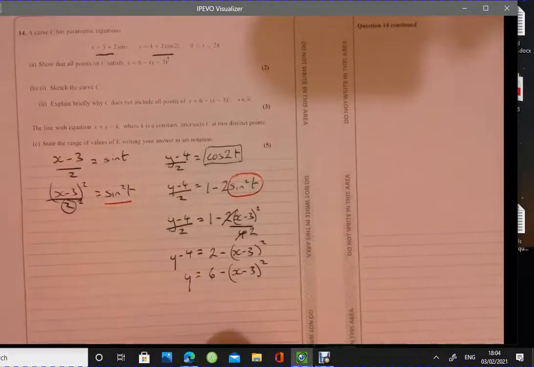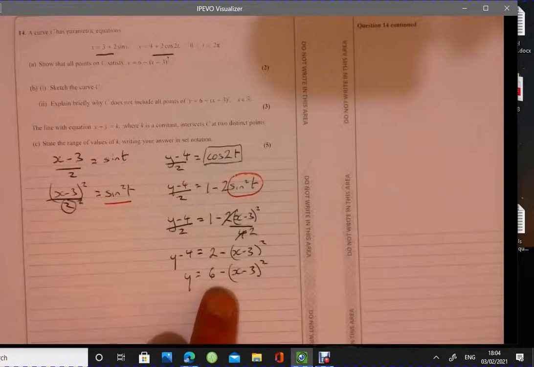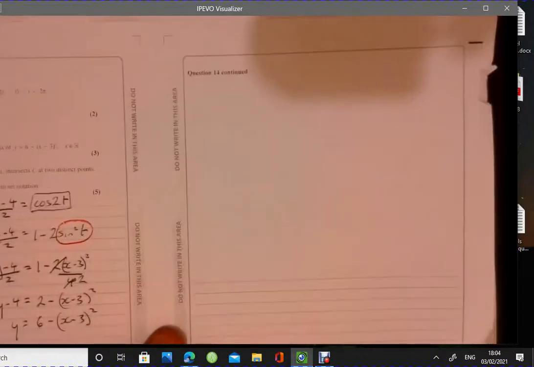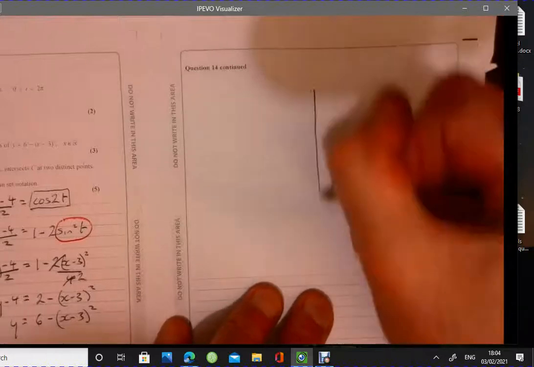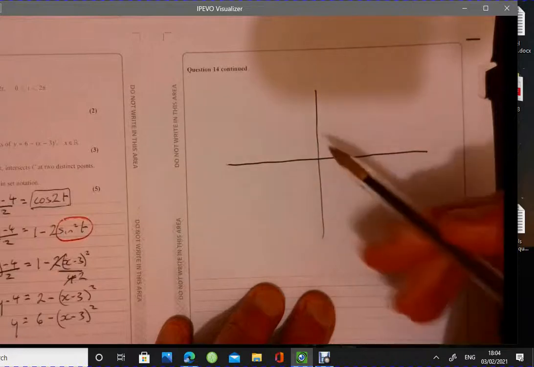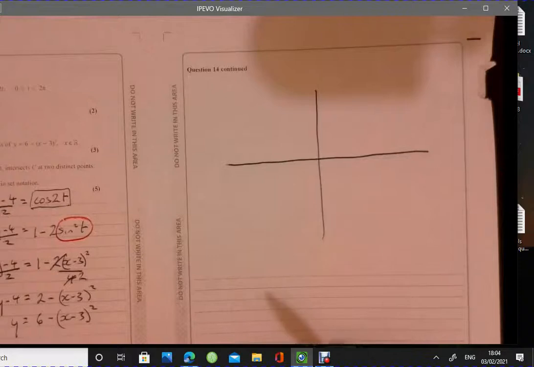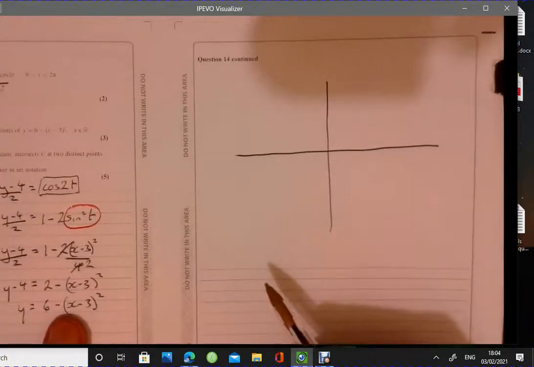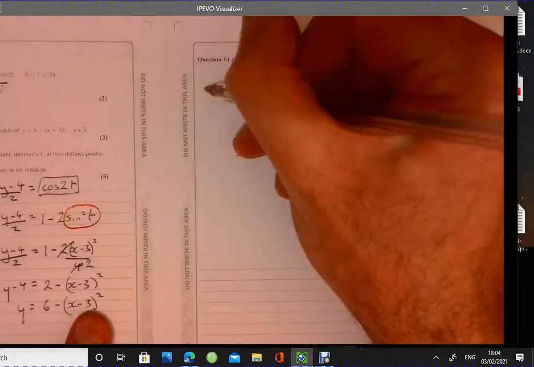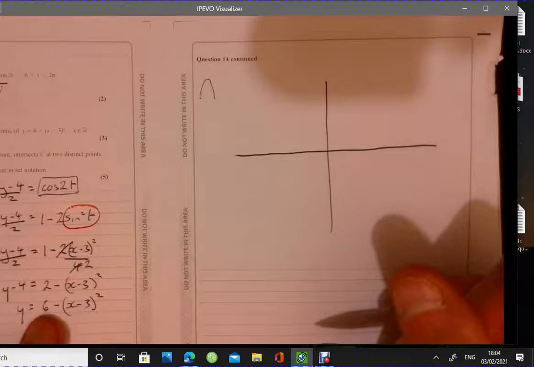Now, part B of the question says sketch the curve. Sketch this curve here. So let's have a little look, see what that's going to look like. Now we know that it's going to be minus x minus 3 squared. So that means it's going to be a curve that is unhappy. 6 is going to be the maximum point it's going to go to.